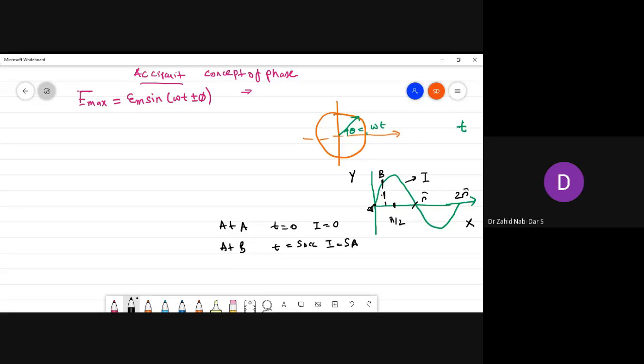Similarly, let's say this point is O, and let this be the maximum value. Suppose this is 10 seconds, and I is equal to 10 amps. This is I max. So you are seeing this is a quantity. Now how is this quantity getting varied, how is it getting more or less? Here, this point was A, here this point was B, and this point was O.